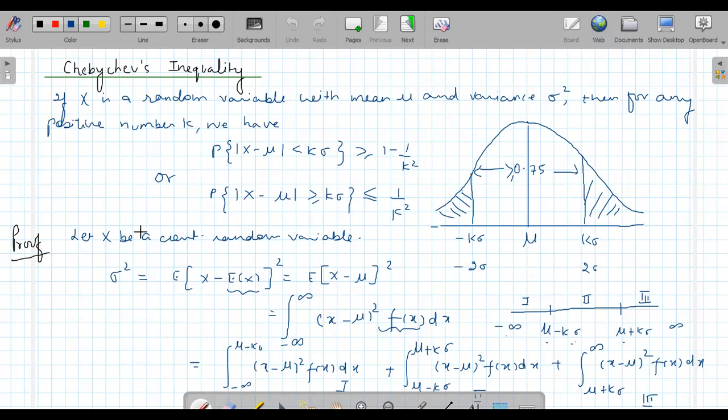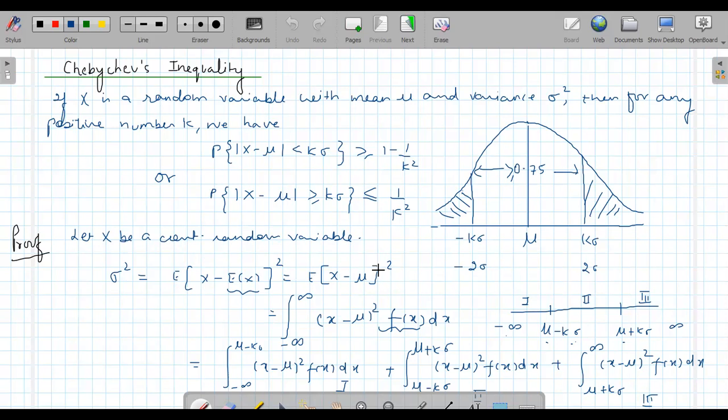So let's see the proof of this inequality. In this proof, we suppose that x is a random variable and it is continuous. If x is discrete random variable, then the procedure will be same. So for continuous random variable, we know that sigma square is expected value of x minus ex whole square, where ex is expected value of x, which is nothing but mu, which is given in here, that x is a random variable with mean mu. So we replace ex by mu.